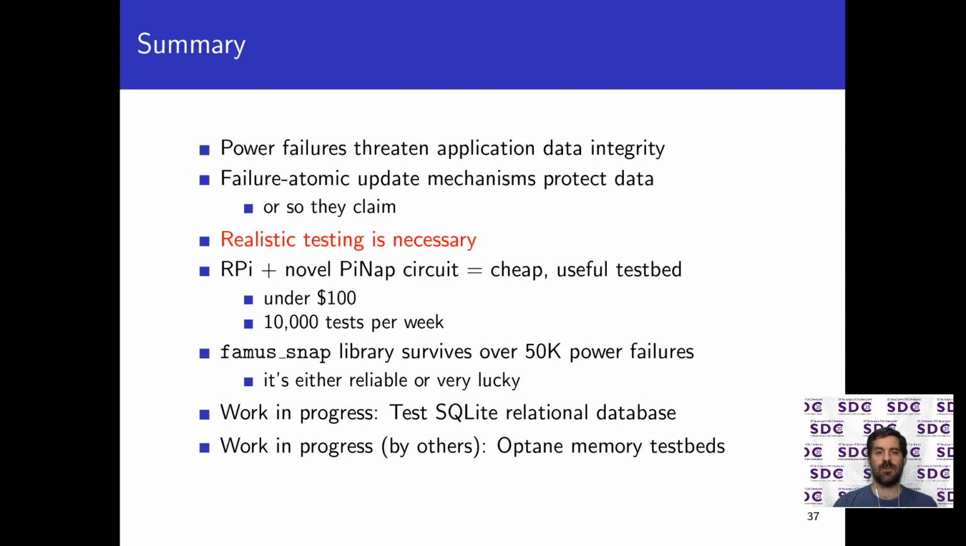The FamousNap implementation of failure-atomic msync passed over 50,000 power failure tests, suggesting that it's not completely broken. Currently, we are implementing a couple of transaction workloads for testing the SQLite relational database. And finally, we are aware of several groups that plan to conduct realistic power failure tests involving byte-addressable non-volatile memory, and we look forward to their results.